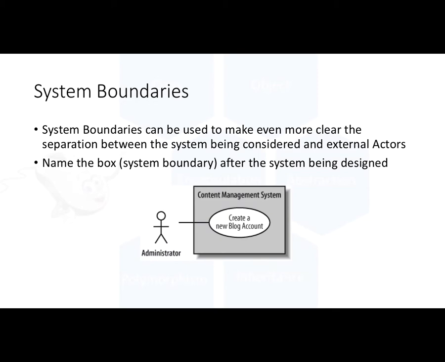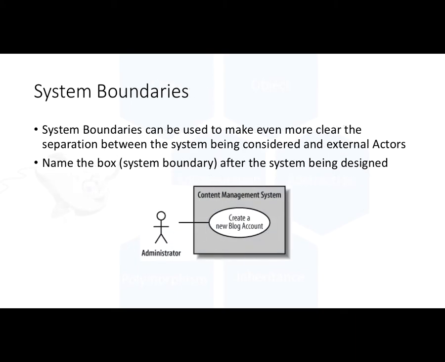System boundaries can be used to make even more clear the separation between the system being considered and external actors. This says it can be used. I would say it must be used. In this course, you must use your boundary. You must make it very clear that you know that some things belong in the system and that these actors are outside. The boundary lines are also useful, as we said before, to indicate what use case is completed in a particular increment.